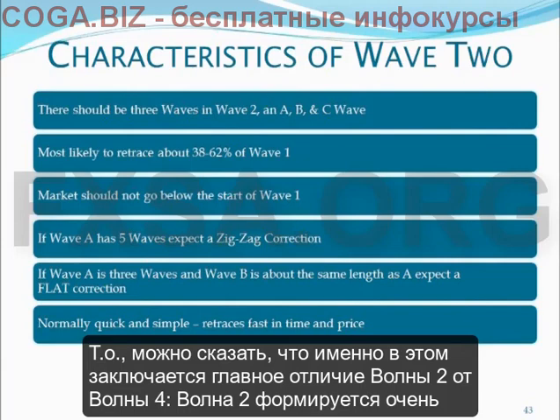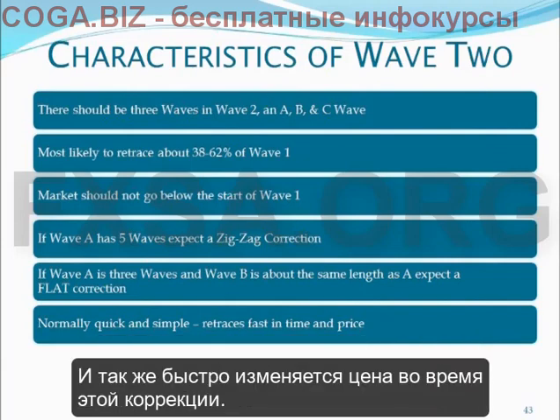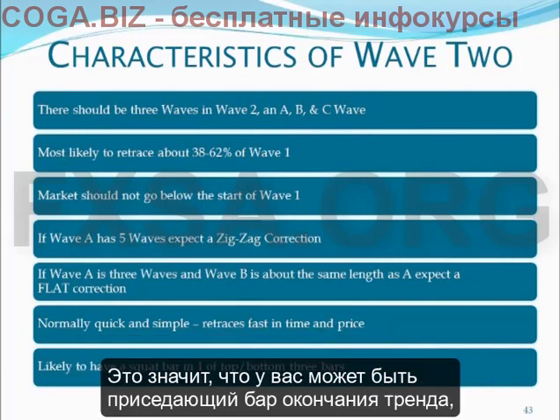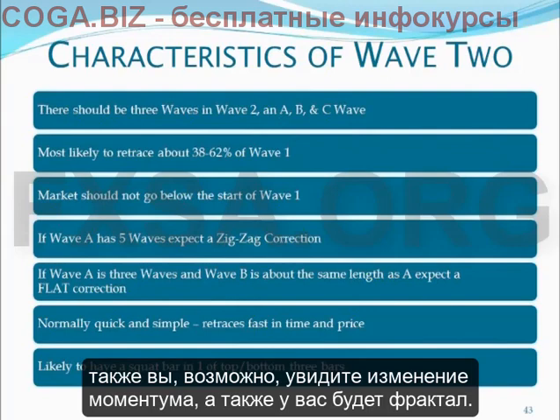Normally, quick and simple, fast and retraces in time and price. So that's usually how you can tell the difference between a wave 2 and a 4. Wave 2s happen very quickly, and they retrace very fast in price as well. And likely to have a squat bar in the top one or bottom top 3 bars, meaning that you're going to have a squat as a trend ending. Also, you're probably going to see a change in momentum, and you're also going to have a fractal.